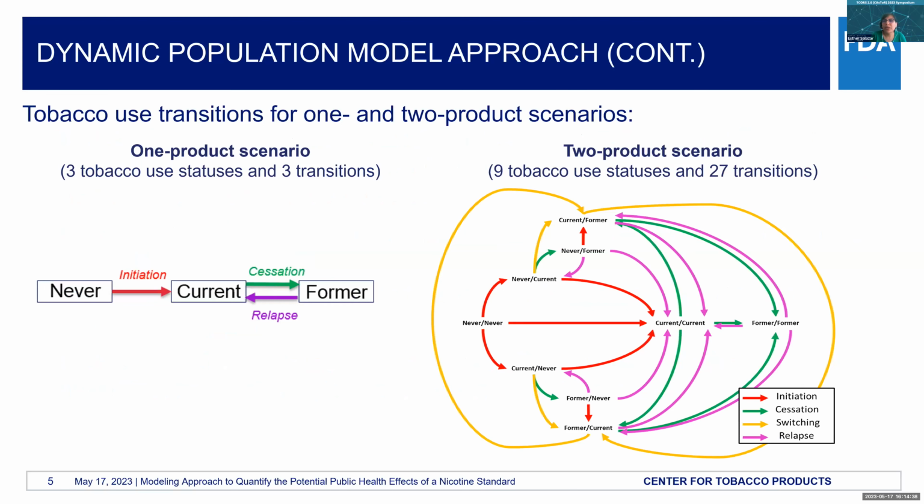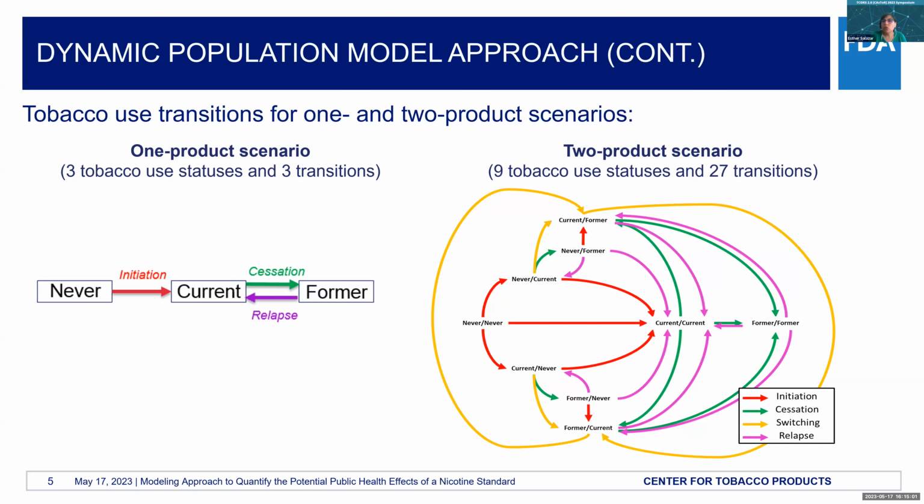In this slide, we can see a graphical representation of tobacco use transition for two model scenarios. On the left, we can see a one-product case scenario with three tobacco use statuses for never, current, and former use, with three associated transitions that relate to initiation, cessation, and relapse.